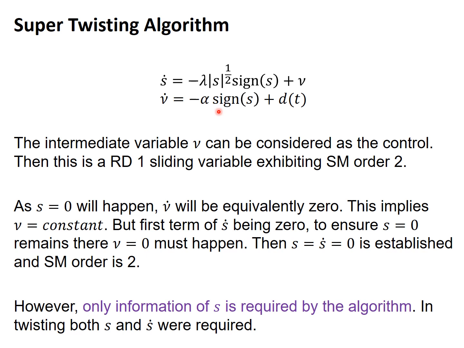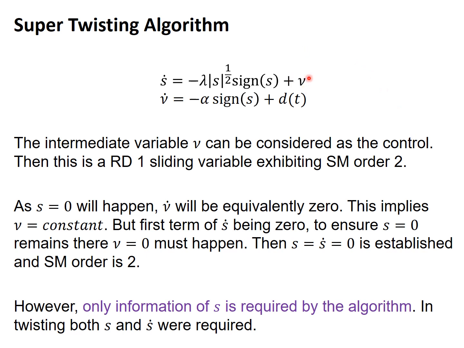A relative degree 1 sliding variable nicely fits into the super twisting algorithm. How? Simply consider that S is the sliding variable and S dot has this new term coming in. You can consider this new term as the control input, an intermediate variable, as you can see, this appears intermediately. So, this variable can be considered as the control input.